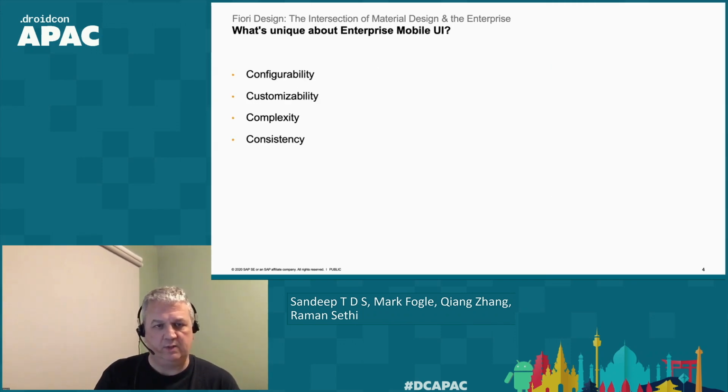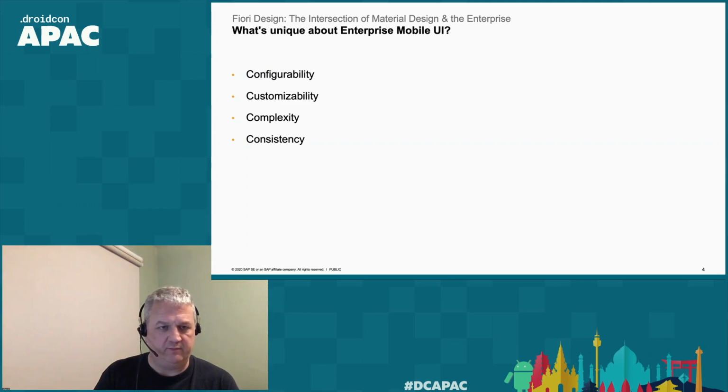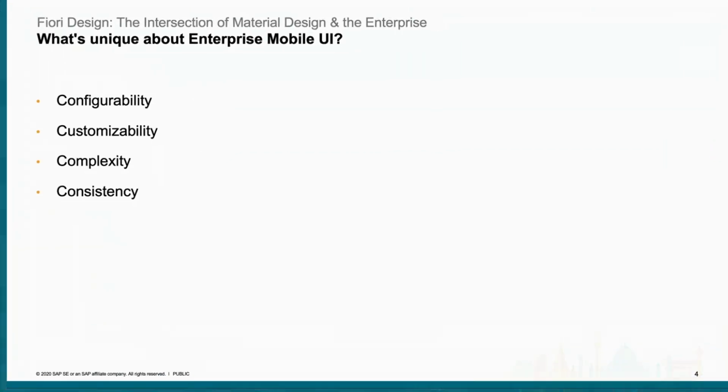So in terms of what's unique about an enterprise mobile UI, we're really focused on four things. The first of those is configurability. So can the application and the user interface be configured to support the policies of the organization that's using the application? So for example, things like passcode complexity, whether or not a passcode is needed, whether biometrics are allowed. These are all aspects that the organization is going to want to configure for the applications they deploy to their user.